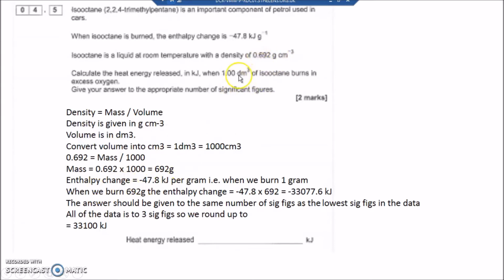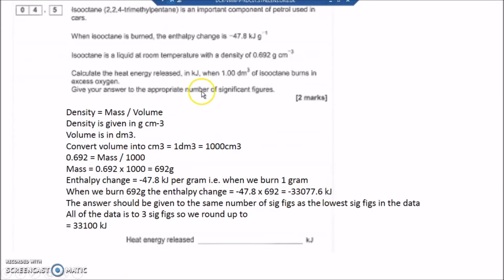So the enthalpy change now tells me that I have 692 grams. The enthalpy change is minus 47.8 kilojoules per gram when I burn 1 gram. Gram to the minus 1 means that you're burning 1 gram. And so for 692 grams it's going to be 692 times the value when I've burnt 1 gram. So minus 47.8 times 692 is 33077.6 kilojoules.